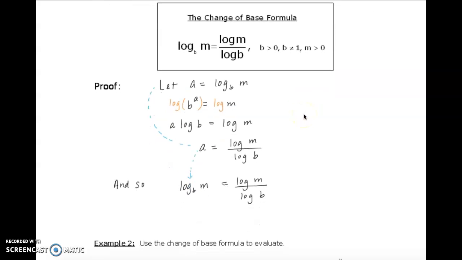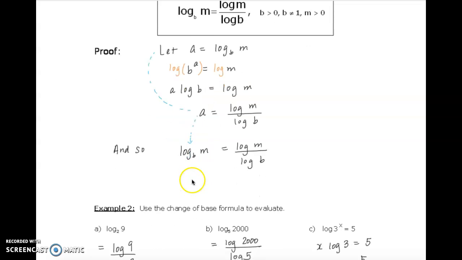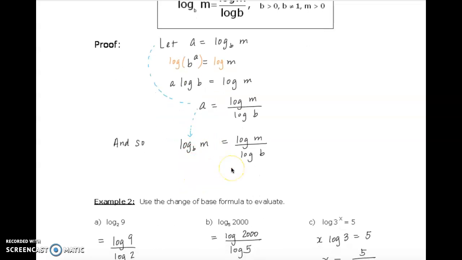The proof of this is that we can set a equal to the left side, which is log m base b. Now, if I arrange it into exponential form, b to the power of a is equal to m, then log both sides. Using the power rule, a can be written outside. So I have a log b equals log m. A now can be written as log m over log b. And a originally is just the left side of the change of base formula. So this shows that the change of base formula actually works.